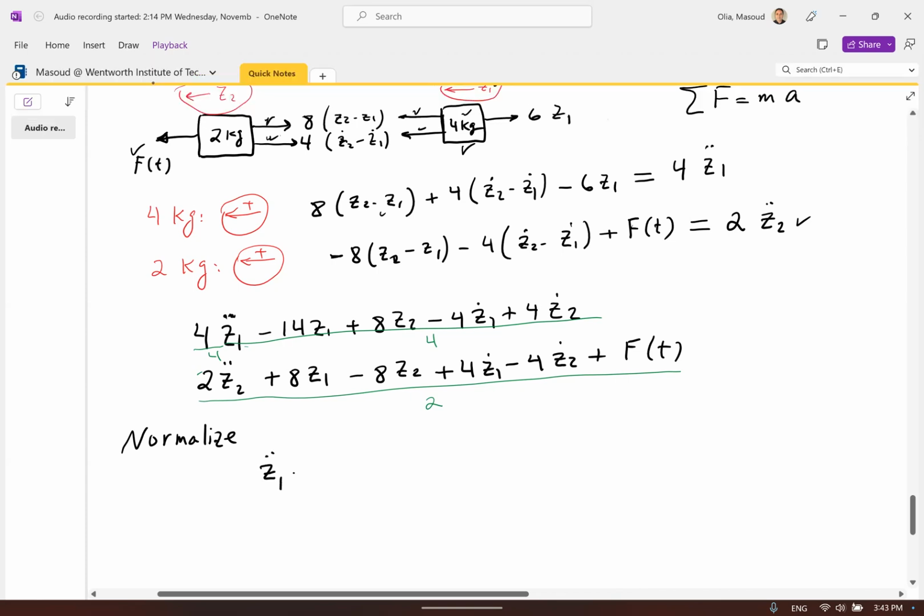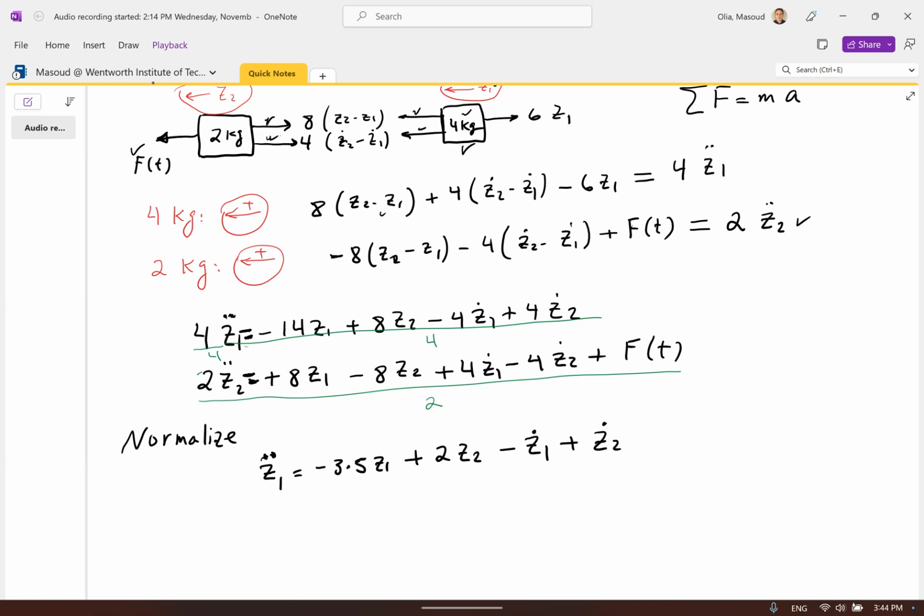We end up getting Z double dot 1 equal, by the way, this is the mistake I made. I forgot to put the equal sign here. Sorry, guys. So minus 14 over 4 is minus 3.5 Z1 plus 2 Z2, right? Minus Z dot 1 and plus Z dot 2.